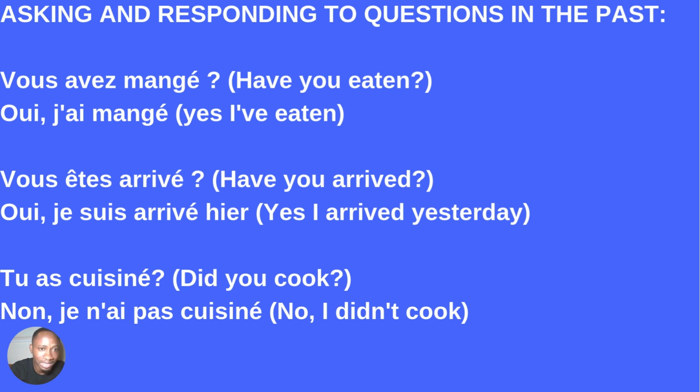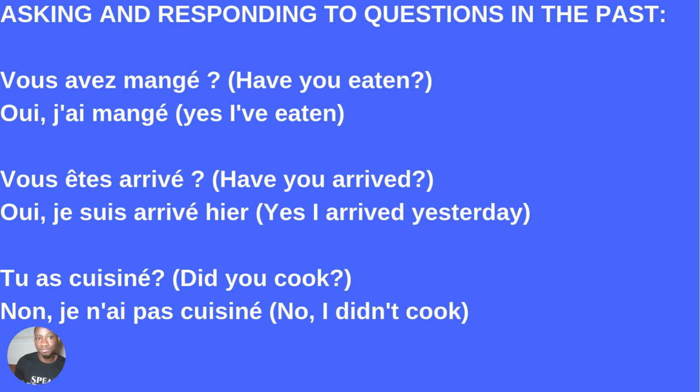But this is the last part, asking questions and responding to questions in the past tense. Okay. So it's very simple. Vous avez mangé? So to say you ate, you would say vous avez mangé or tu as mangé, right? That is conjugating the verb avoir and then the past participle. So if you want to transform it to a question, all you have to do is raise the tone at the end and put the question mark in the written form. So vous avez mangé, which is you ate, becomes what? Vous avez mangé? Did you eat? Oui, j'ai mangé. Yes, I ate.